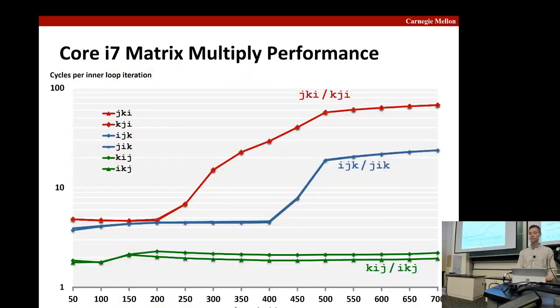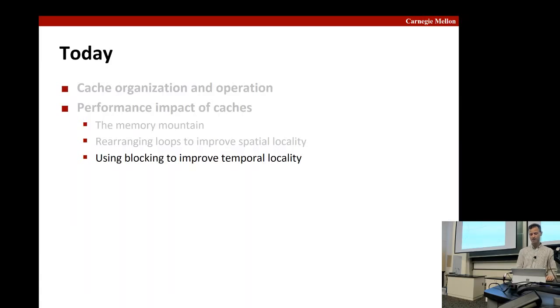How does it play out in reality? So this is experiments run, and it shows again that this is log scale. Okay, so this is much worse. So cycles per iteration: this is good. We're happy down here, right? We're unhappy up there, and we can see that, as the theory predicted, the ones where j is the innermost loop are excellent, and the k ones are much worse, and the i ones are even worse. Okay, so that's rearranging loops.